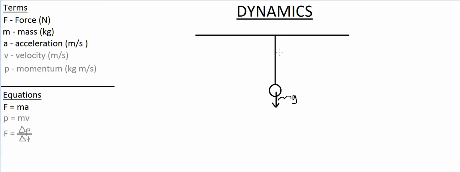Tension is a force. By Newton's third law, every force must have an equal and opposite force. So tension is the other force that the string exerts on the ball to make sure it doesn't fall. So this is tension.